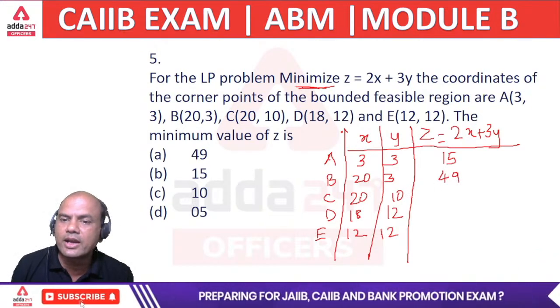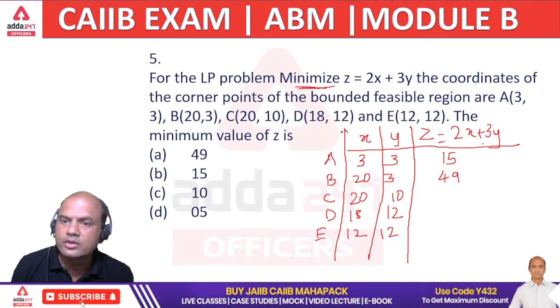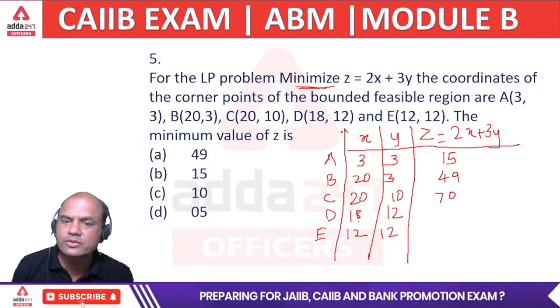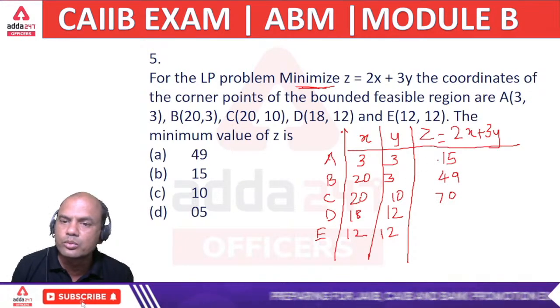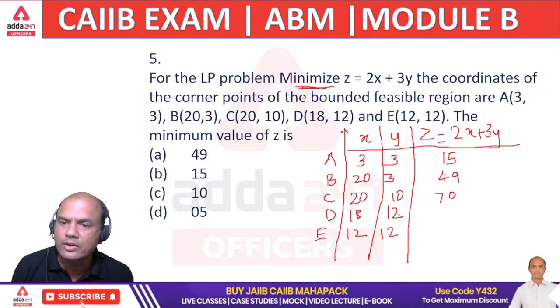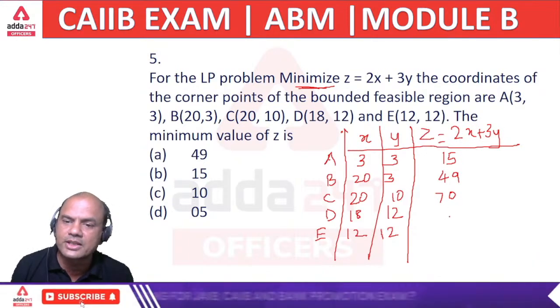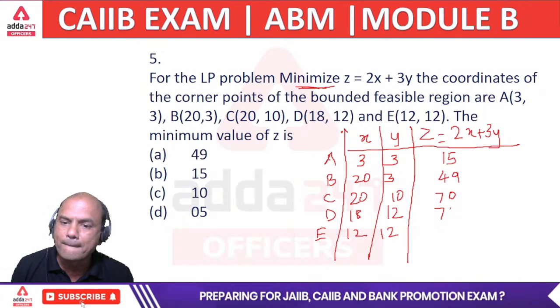This is 20 and 10. 2 into 20 plus 3 into 10, right? So 3 tens are 30 and 2 twos are 40. 40 plus 30 is 70, right? 70. What is the next one? 18 into 2, right? 18 2s are 36 and 12 3s are again 36, right? So the total of them is 72.